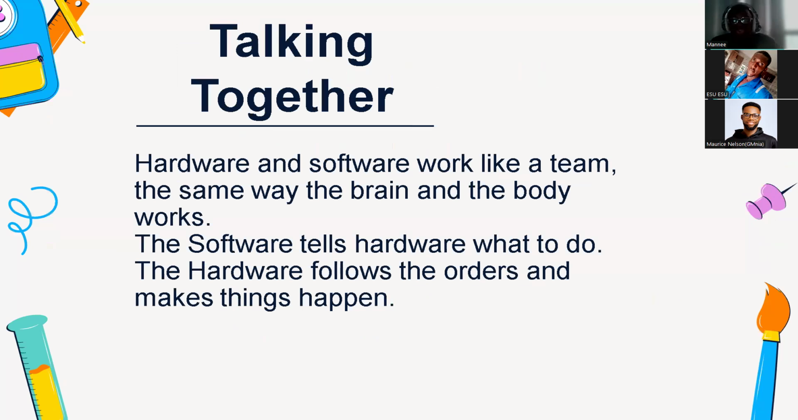Now, how do these two different components communicate with one another? Like we said before, we have your hardware, you have your software. These two come together to work like a team. So there is a communication, or there is talking going on between them, the same way your brain and your body communicate. So the software tells the hardware, do this. The hardware follows that order and makes it happen.